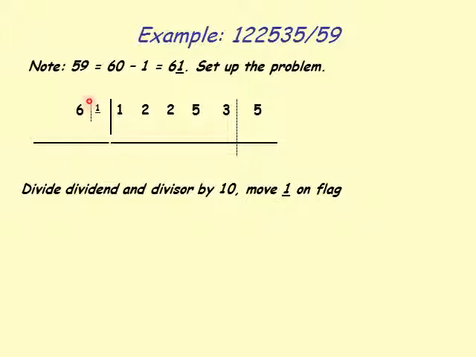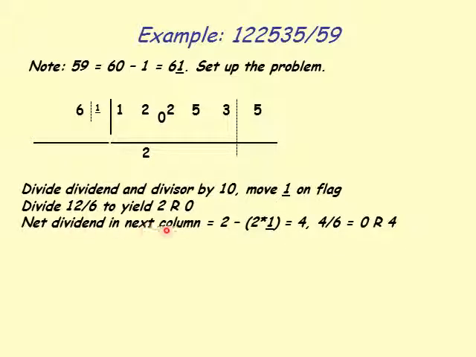This is my remainder column. Divide that by 10. This is my flag digit. Okay, and we would divide by 6. Continue here. So 12 divided by 6. Now we get 12 here in the dividend. I get 2, remainder 0. Let's continue here. In the next column, the net dividend is this 2 minus 2 times -1. Okay, that's a 4. 4 divided by 6 is 0, remainder 4. So we got 0, remainder 4.